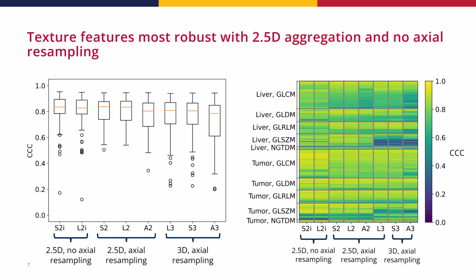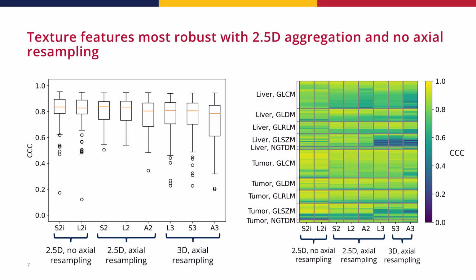In brief, 3D aggregation uses all neighboring voxels in the computation of texture features, while 2.5D aggregation restricts this consideration only to neighbors in the same axial plane. We found that 2.5D aggregation and resampling only in plane, keeping the axial resolution of the original image unchanged, produce the most robust texture features.